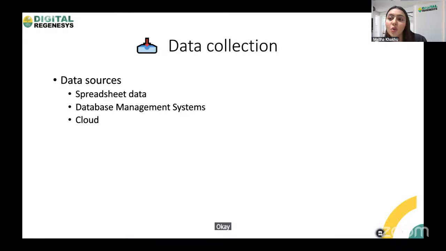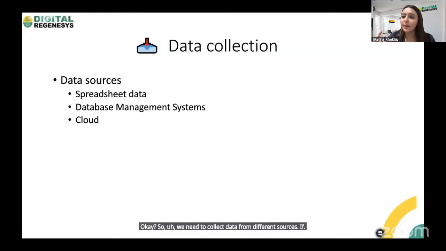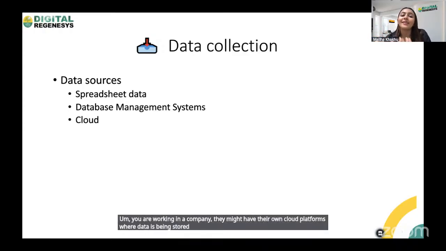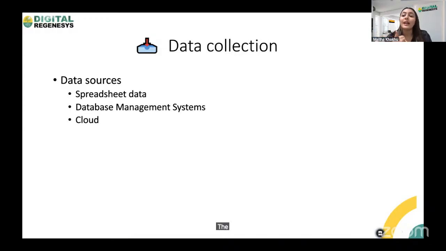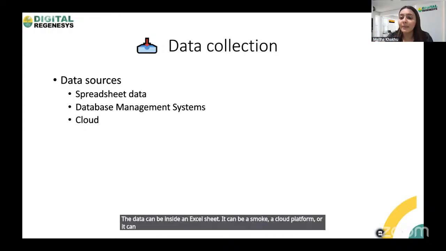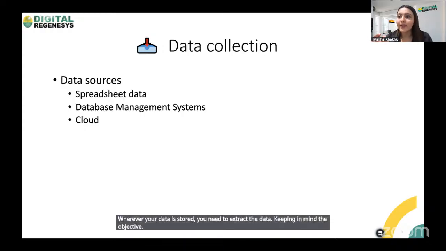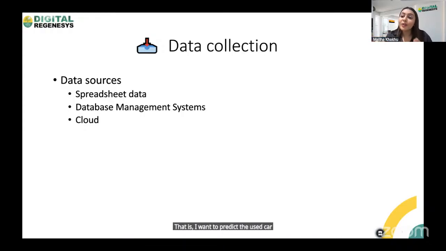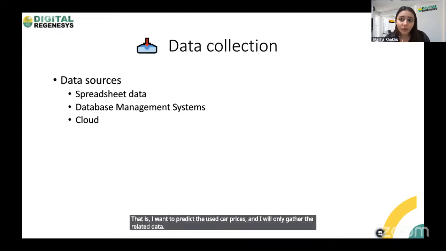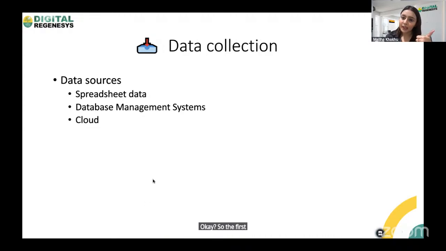Okay. So we need to collect data from different sources. If you are working in a company, they might have their own cloud platforms where data is being stored. So you need to extract the required data. The data can be inside an Excel sheet. It can be a cloud platform, or it can be a database management system. Wheresoever your data is stored, you need to extract the data. Keeping in mind the objective, that is, I want to predict the used car prices and I will only gather the related data. Okay. So the first step is data collection.